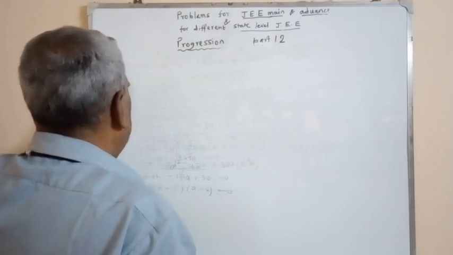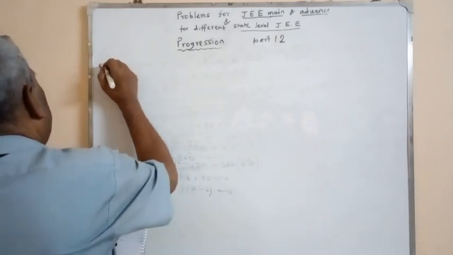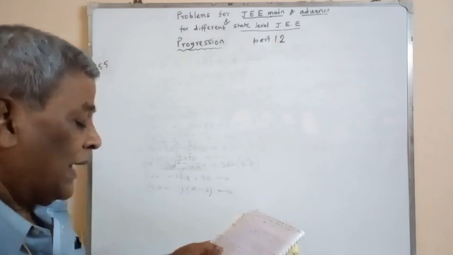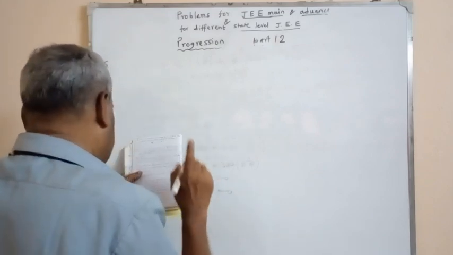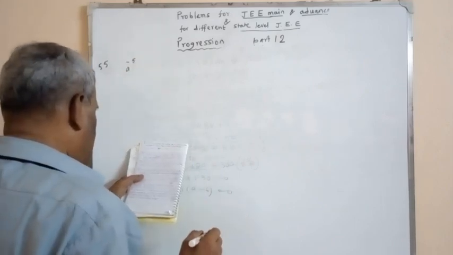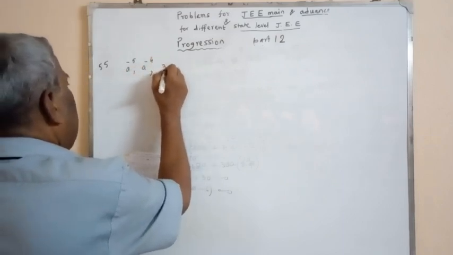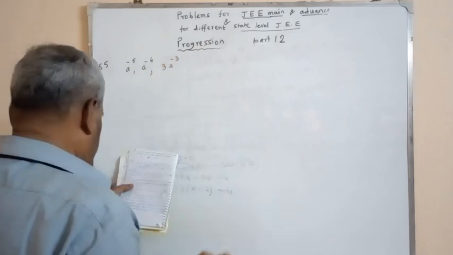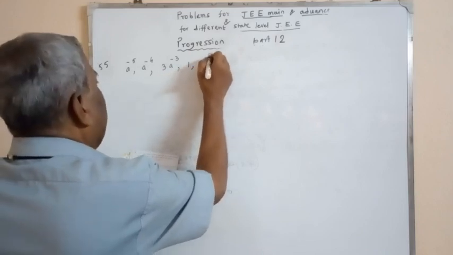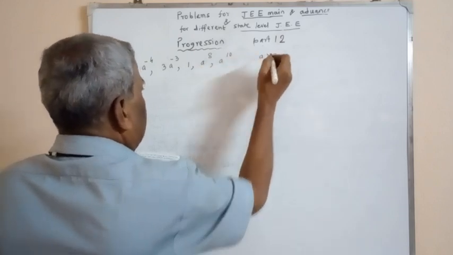Our first problem today is problem number 55 of this chapter, and the problem is: find the minimum value of the sum of the real numbers a to the power minus 5, a to the power minus 4, 3 a to the power minus 3, 1, a to the power 8, and a to the power 10, given a is positive.